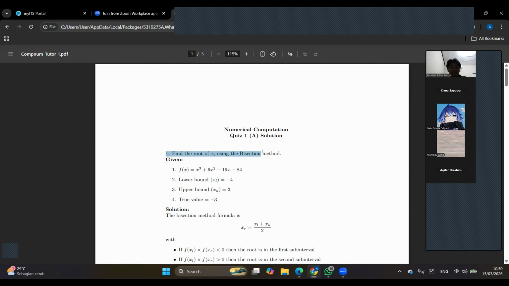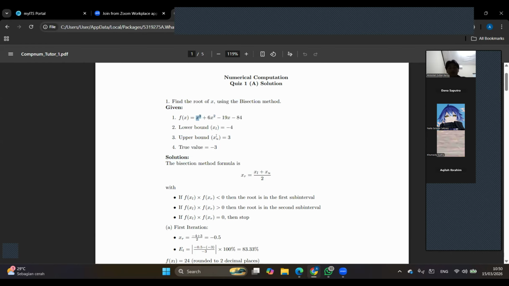For the first question, it's to find the root of x using the bisection method. Given that the function is x cubed plus 6x squared minus 19x minus 84. The lower bound is minus 4. The upper bound is 3, and the true value is minus 3.